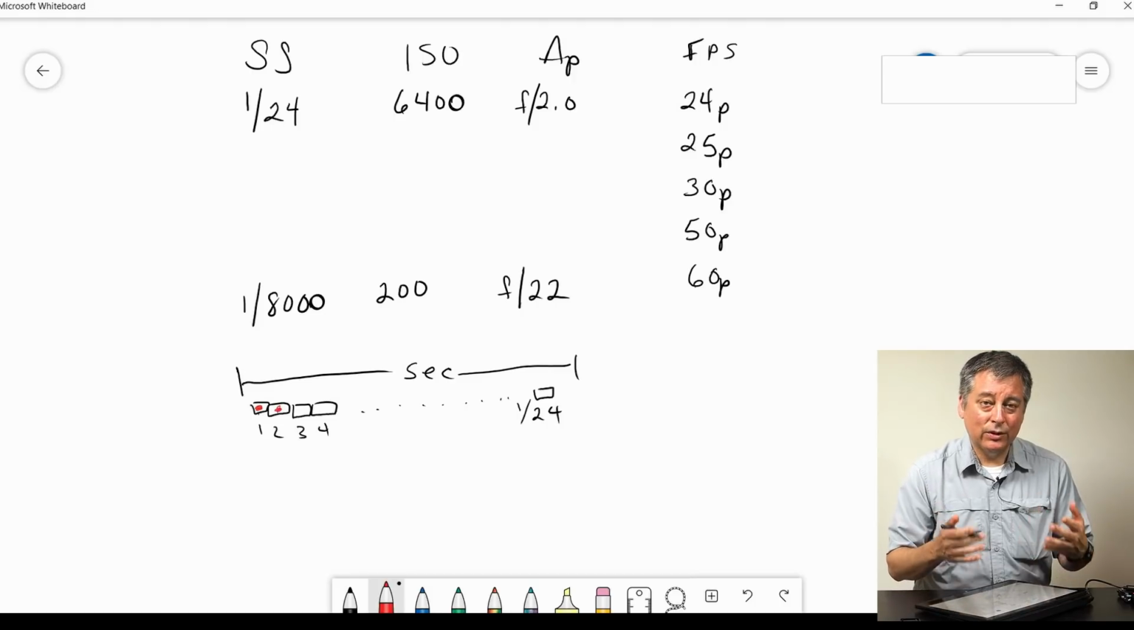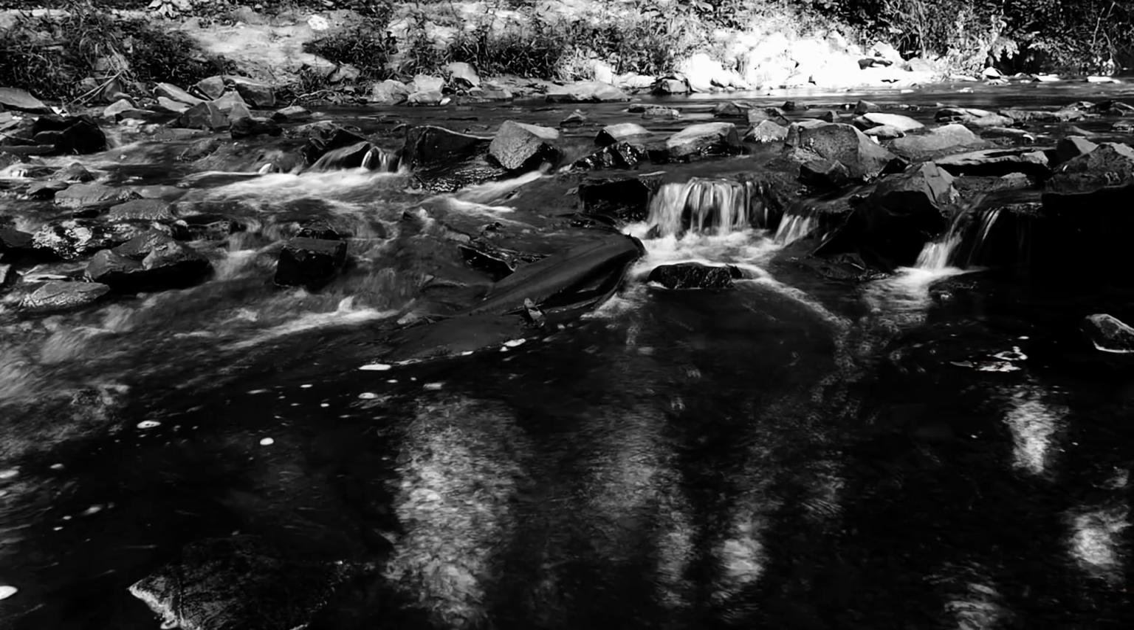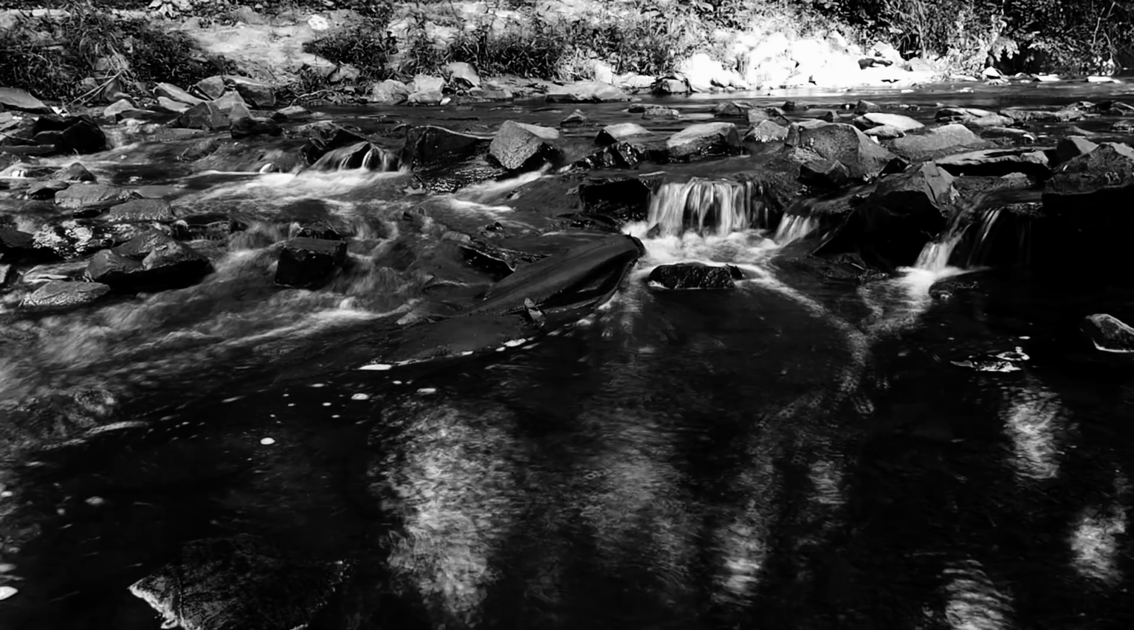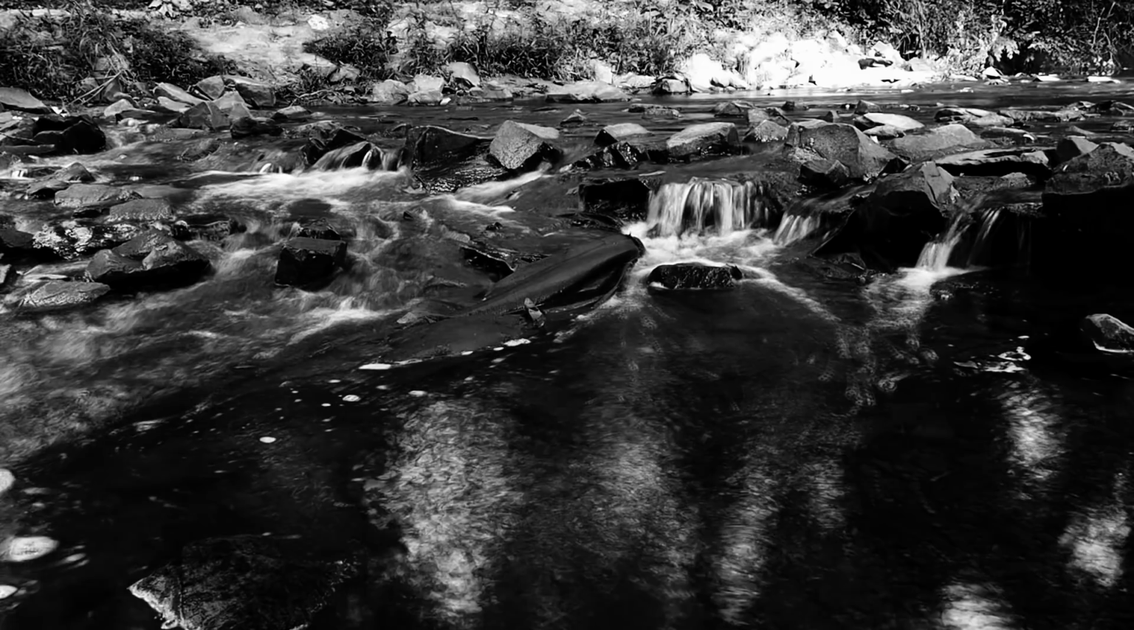Now, some people use it creatively to create a surreal effect, like a dream state. You've seen this in movies where there's this motion blur, and they usually accomplish that just by slowing the shutter speed down.